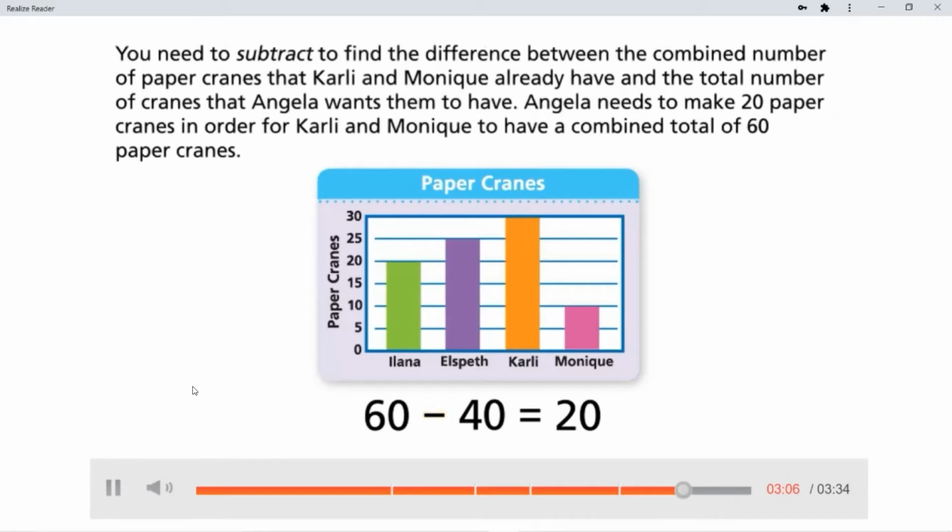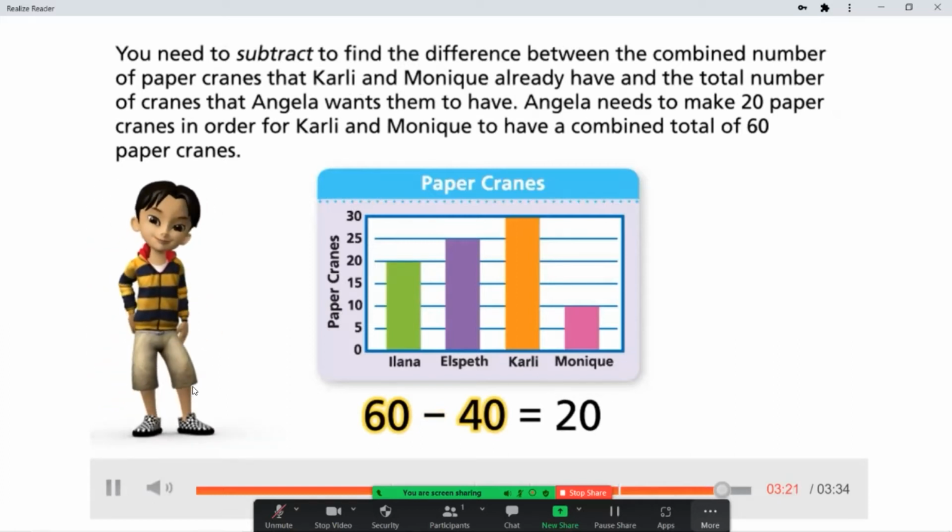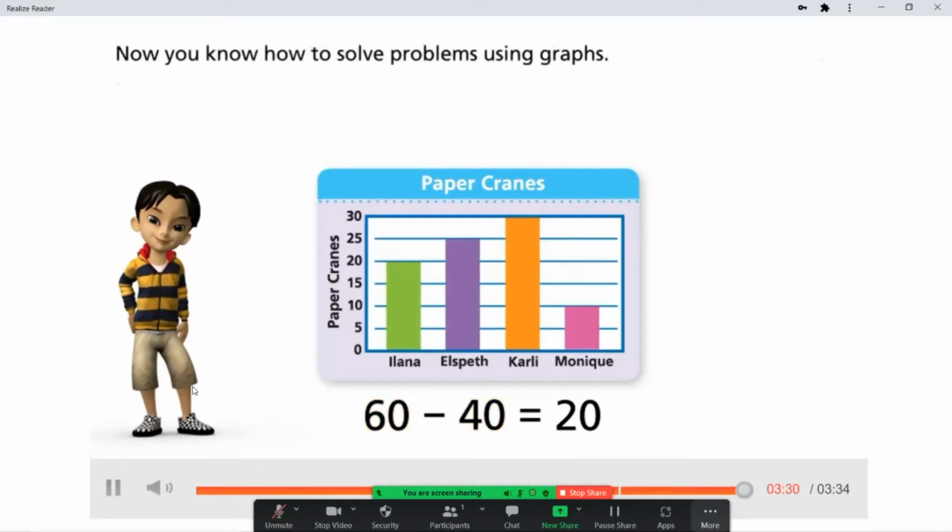You need to subtract to find the difference between the combined number of paper cranes that Carly and Monique already have and the total number of cranes that Angela wants them to have. Angela needs to make 20 paper cranes in order for Carly and Monique to have a combined total of 60 paper cranes. Now you know how to solve problems using graphs.